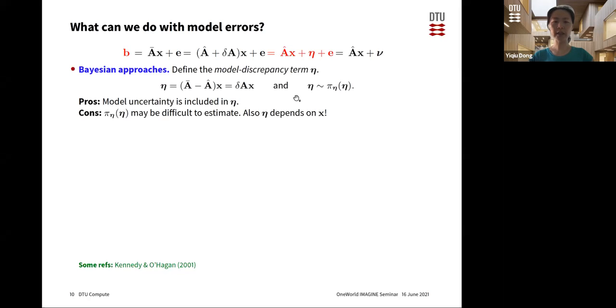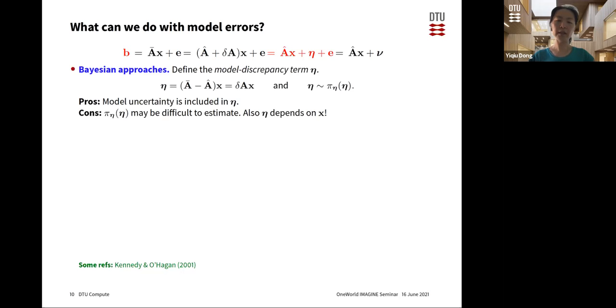As far as I know, the first paper to propose the model discrepancy term is this paper from 2001. The advantage of using the model discrepancy term is that now the uncertainty is only in eta and e, and the forward process is fixed. But the drawback is that it is very difficult to estimate the distribution of eta, and eta also depends on x.